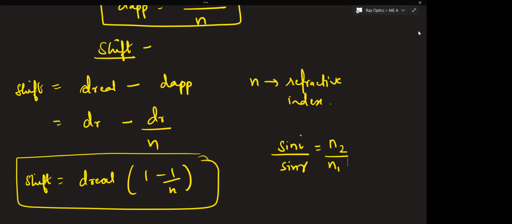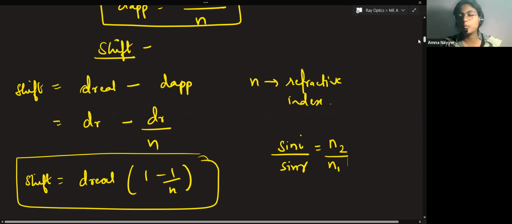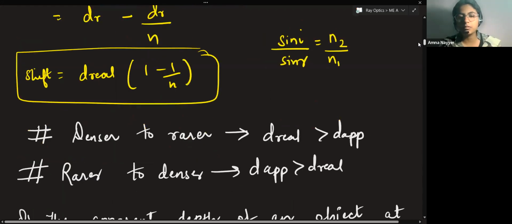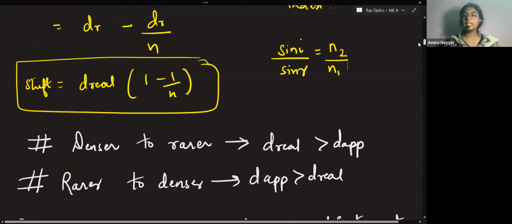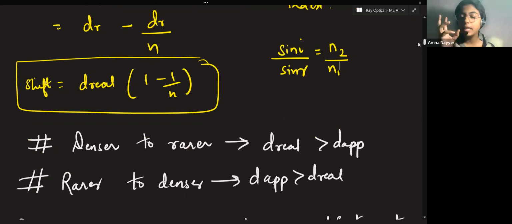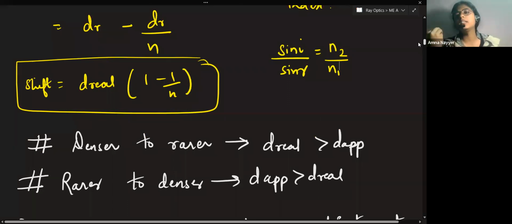Now, note down these. Two more important points before we start with the numericals. Class, if the light rays enter from denser to rarer, and one more thing, for those who were not there yesterday: denser we say for materials which have a greater optical density. Like if I say glass and air.